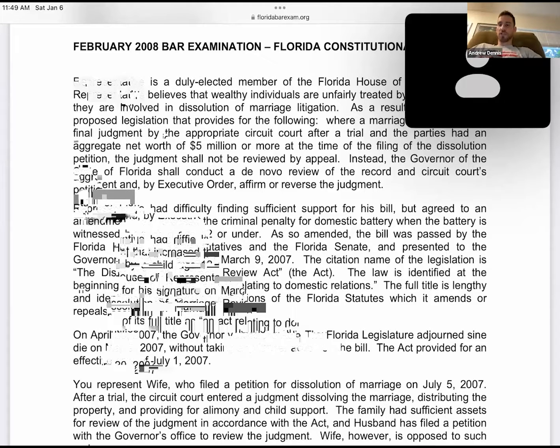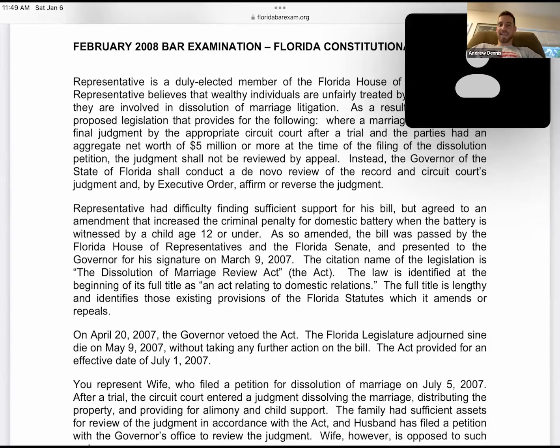The Florida legislature adjourned sine die. I don't know how to pronounce that. Sine die has got to be without coming to a resolution on May 9, 2007, without taking further action on the bill. They love to do that in Florida essays, throw words at you you've never seen, but look how the context clues can tell us: without taking further action, without resolution. The act provided for an effective date of July 1st, 2007. So they're really getting into the dates here.